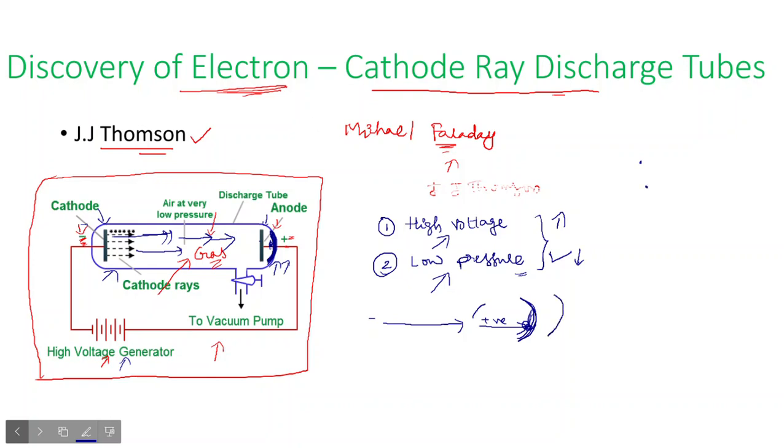Earlier this was dark. So when the rays hit this zinc sulfide material, they formed bright spots. This was how he observed these rays. These rays are not visible, but their presence can be detected by these bright spots. So this was how he observed the cathode rays: by using the zinc sulfide material behind the anode.